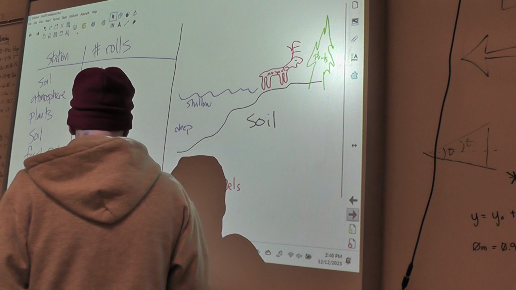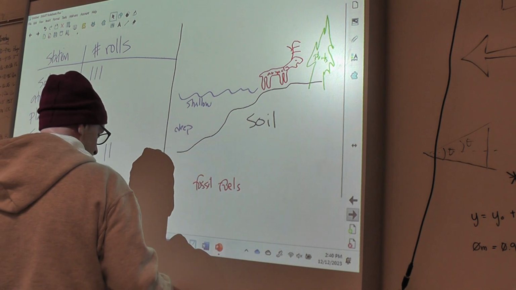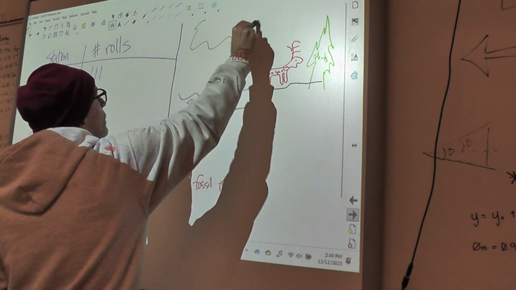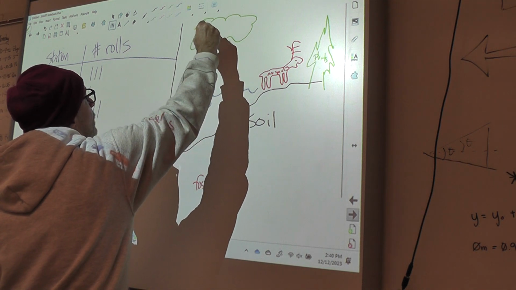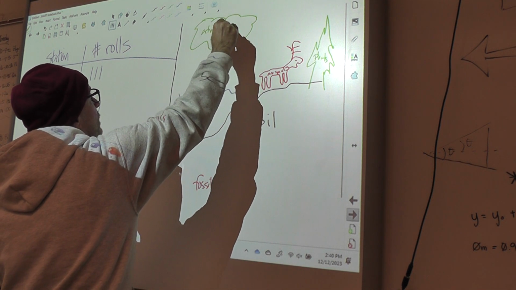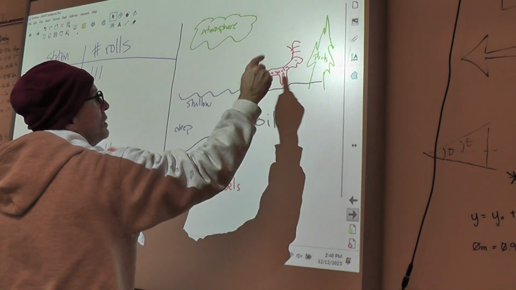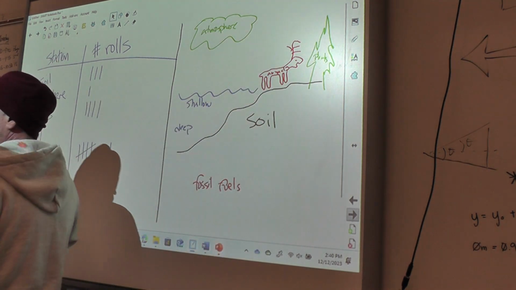Okay, and then the last one is atmosphere. So we can put that up here. I think we got all 7, right? 1, 2, 3, 4, 5, 6, 7. Okay, so here's how we do it.